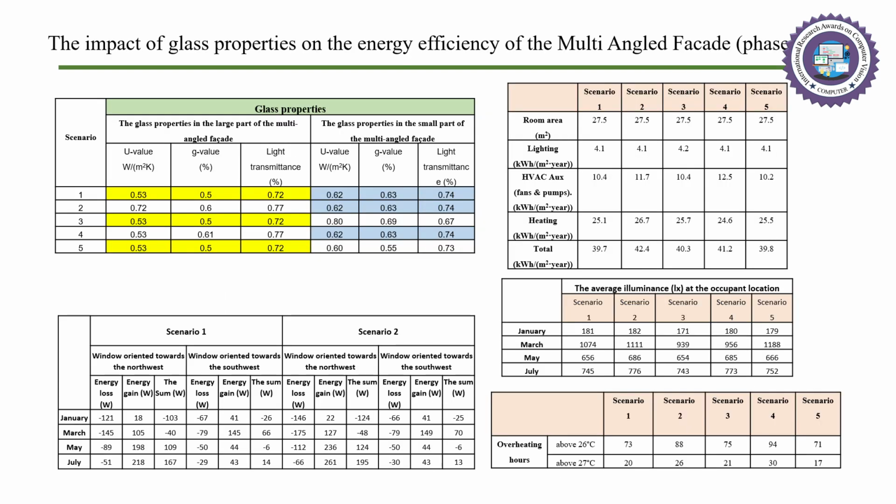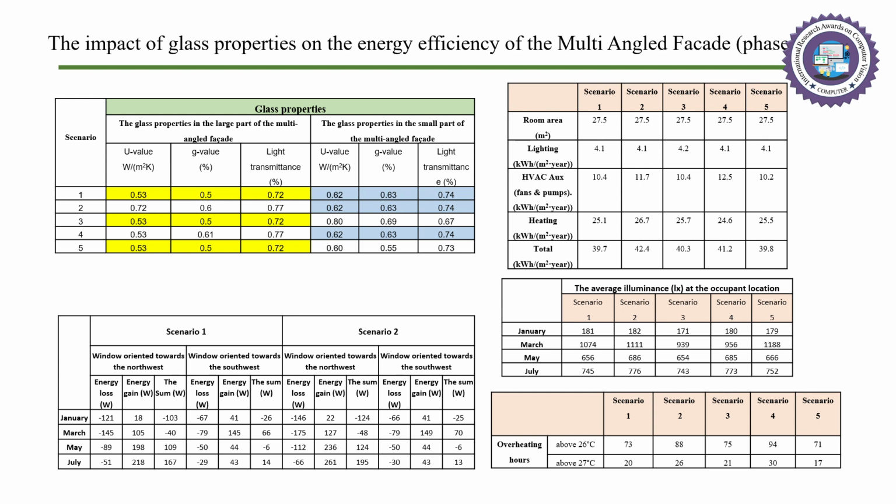In order to make a comparison between the impacts of glass properties, 5 scenarios were defined as shown in the table at the top left. The window glass types in the large part of the facades were the same in scenarios 1, 3 and 5, while glass types in the small parts are different. Moreover, the window glass types in the small parts of the facade were the same in scenarios 1, 2 and 4, while the glass types in the large parts are different.